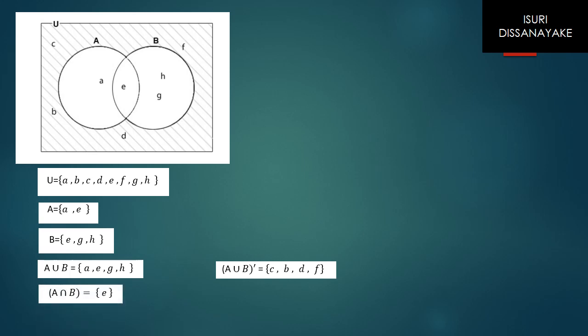Next, A intersection B. Intersection refers to both or common. You can see E is common for both A and B. And if I say A intersection B complement, that means which is not there in A intersection B. So you can see except E, all the other elements are not there in A intersection B. So A intersection B complement is A, B, C, D. E is not there because E is there for A intersection B, so we exclude that. F, G and H.